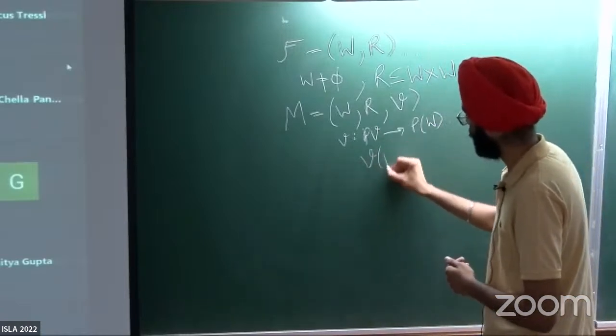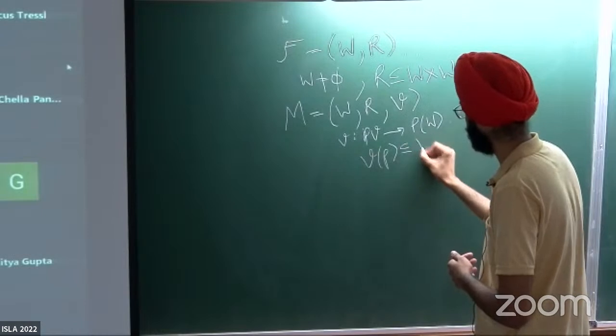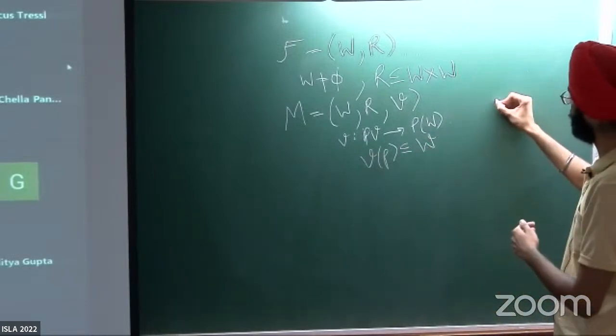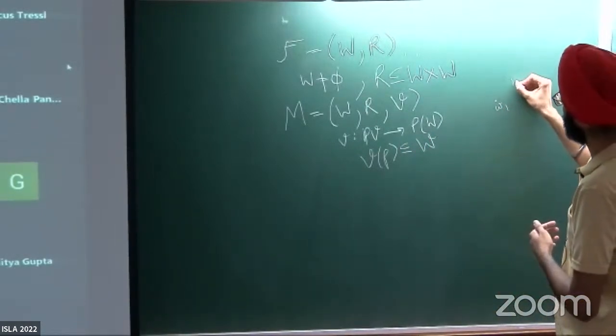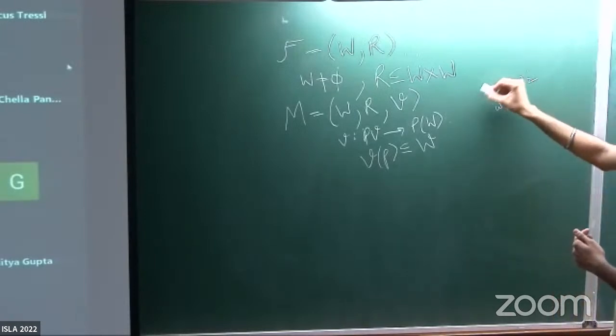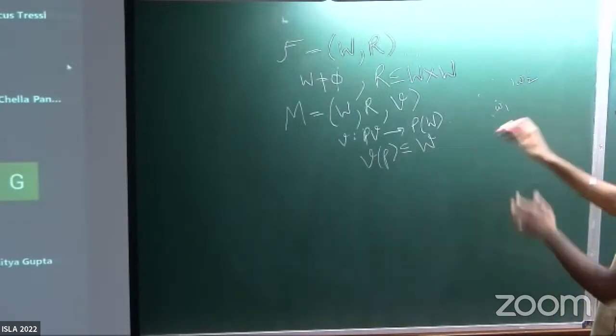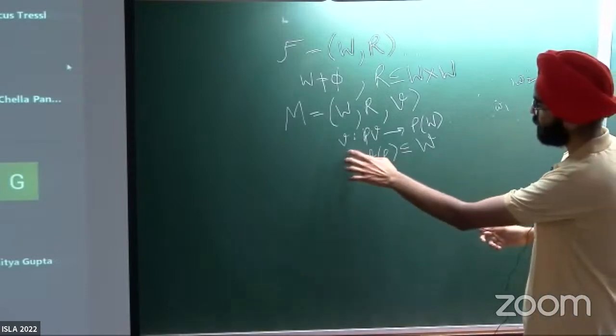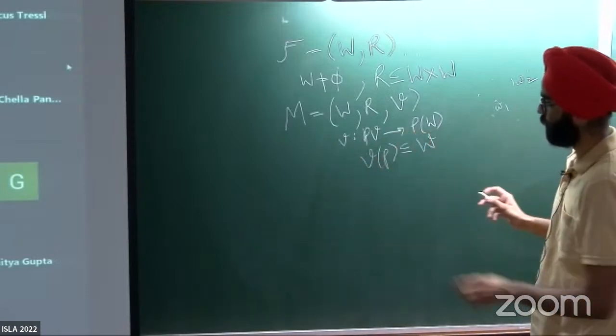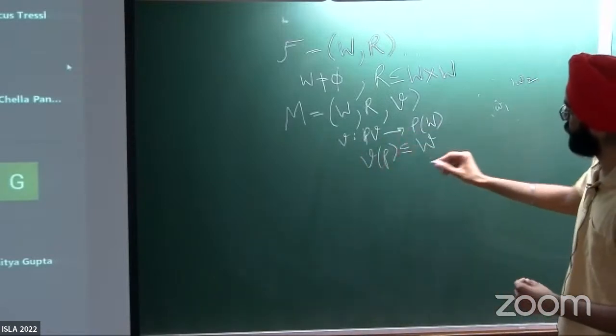Because valuation of any P is a subset of W. Basically, what is my P? If P is true at certain worlds, then the valuation of P is basically the set of those worlds. So V maps from PV to the power set of W. And this is the valuation.